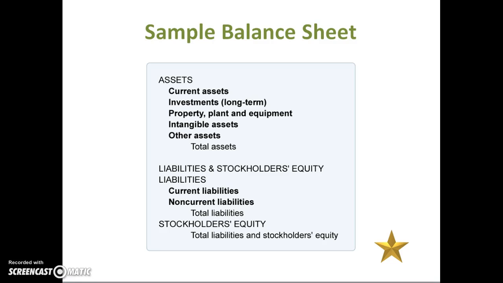Here's an example of a sample balance sheet. Our assets are up here, which include current assets, investments, property, plant, equipment, intangible assets, and other assets. And then on the other side of the equation, we have our liabilities and stockholders' equity. Our liabilities consist of current liabilities and non-current, and of course our stockholders' equity is here at the bottom. And as we have discussed previously, our assets must always equal our liabilities plus our stockholders' equity. That's the basis of all double entry bookkeeping accounting systems.